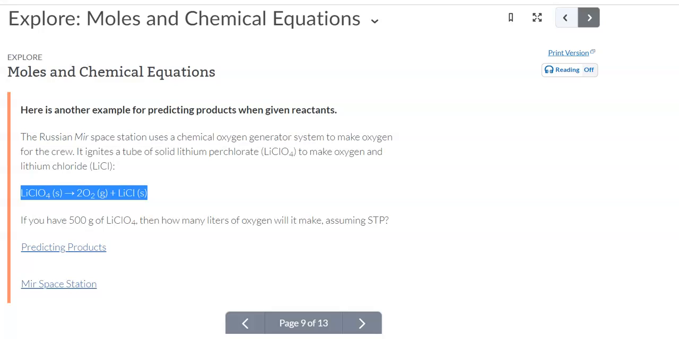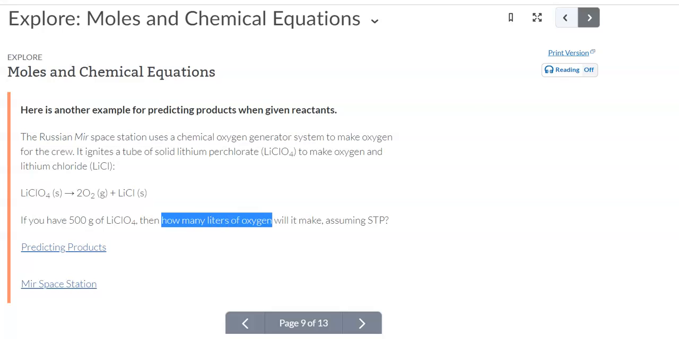If you have 500 grams of lithium perchlorate, then how many liters of oxygen will it make, assuming standard temperature and pressure? Notice it says how many liters of oxygen. So this is not a problem where you are given mass in grams and you have to convert to mass. You're actually given mass and you have to convert to volume or liters. So whenever you hear liters, you should think 1 mole of any gas occupies 22.4 liters of space.